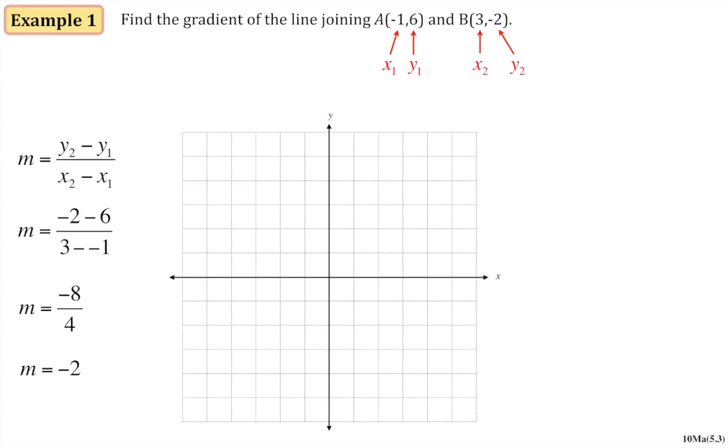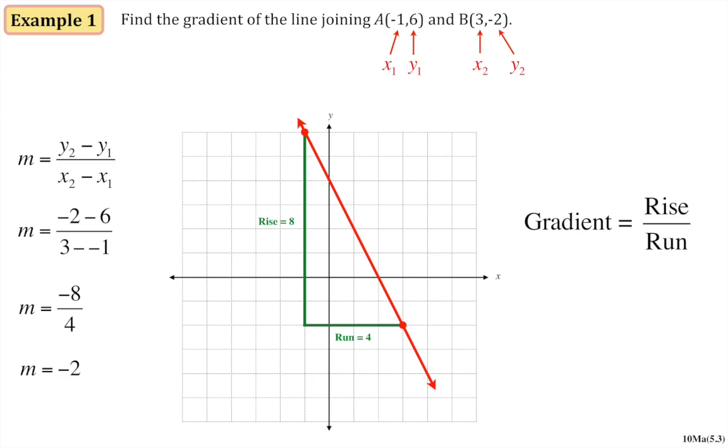Now, you don't have to do anything else. You're finished. That's it. But I just want to show you what it looks like if you graph it. There's -1, 6, left 1 up 6, right 3 down 2. If we join them, we could actually create a triangle and figure out the rise and the run. There's 8 squares there, there's 4 squares there. Rise over run is 8 over 4, which is 2. It's going downhill, so the gradient is -2. But we prefer not to draw the graph if we don't have to.